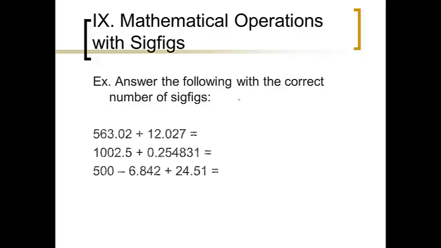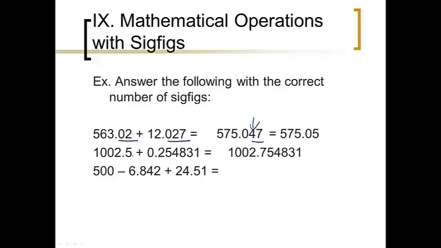So let's try this example. Okay? Take a look at the first one. If we add it together, this is our answer before we round it off. Now, the decimal addition subtraction rule is you look at decimal places. This has 2 decimal places, that has 3 decimal places. So my answer should only have 2 decimal places, which means I need to get rid of that one, but because it's bigger than 5, I round up to 4. So this should be 575.05.